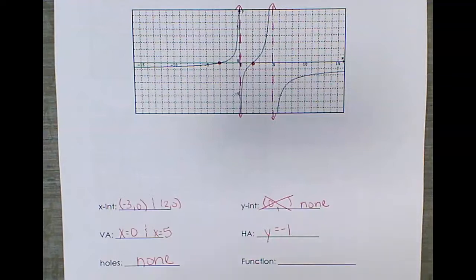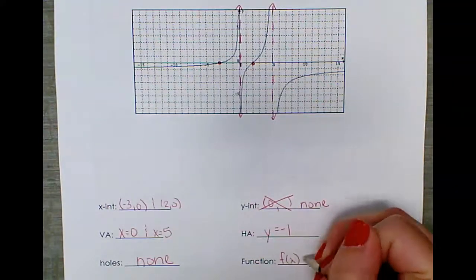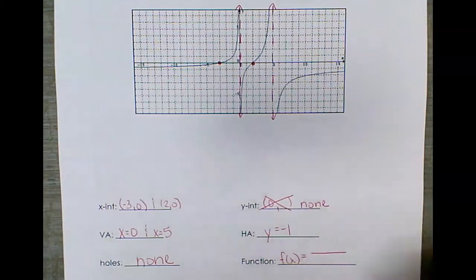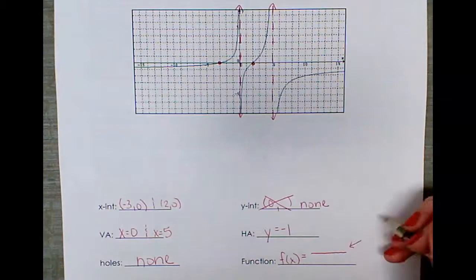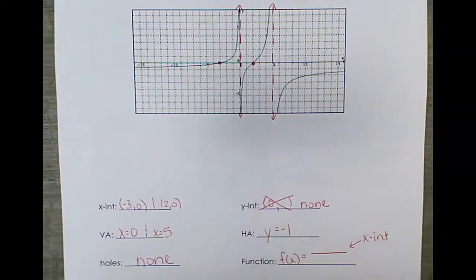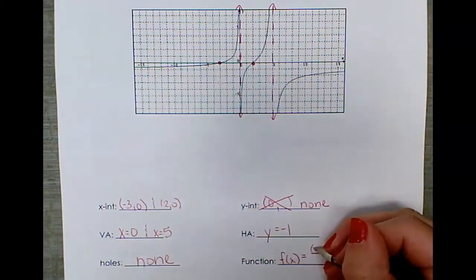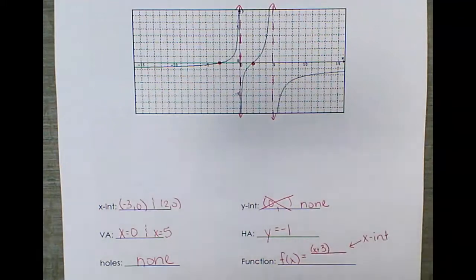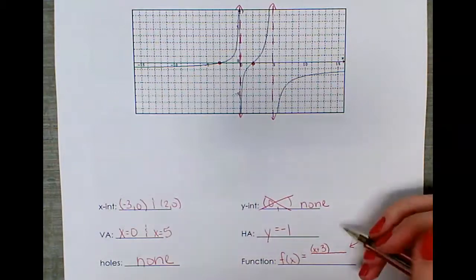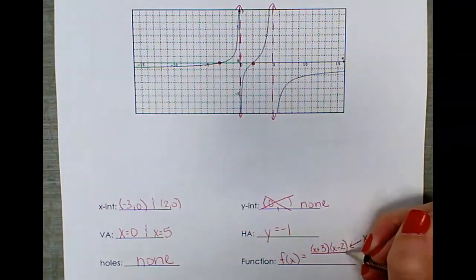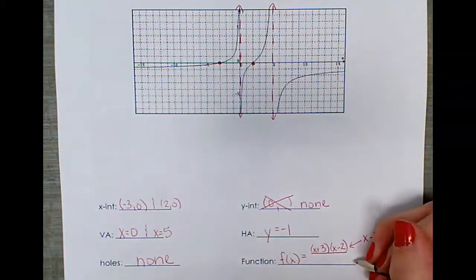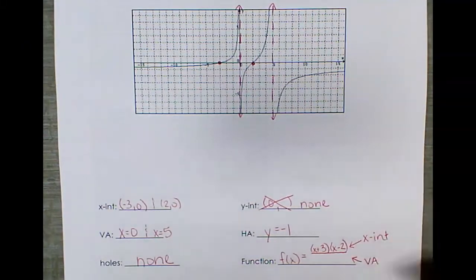So let's go ahead and write the function. We're going to start out with f of x equals. Remember that the numerator comes from the x-intercept, and there happen to be two of them. If the x-intercept's x value is at -3, then the factor is going to be x plus 3. You need to be thinking opposites. If the other x-intercept is at an x value of +2, then the factor that goes with it is x minus 2.